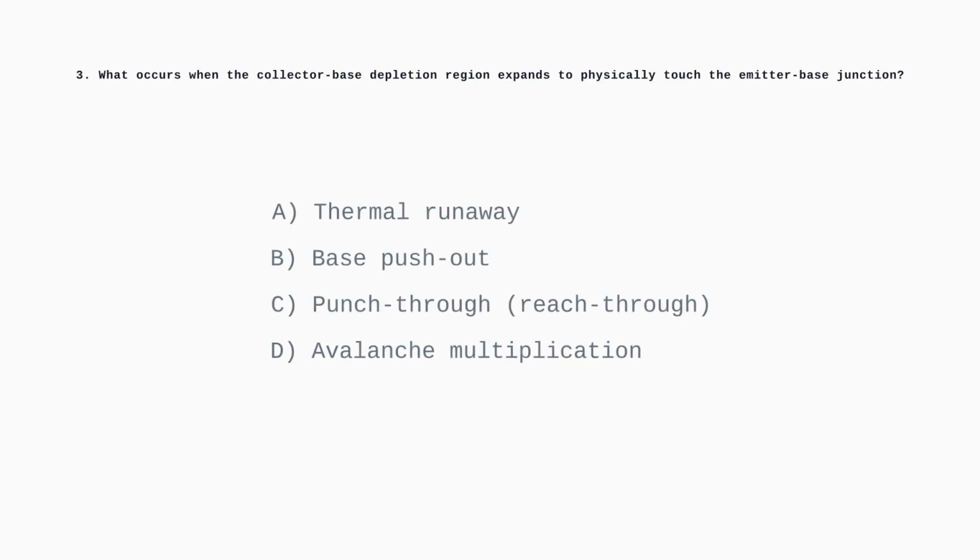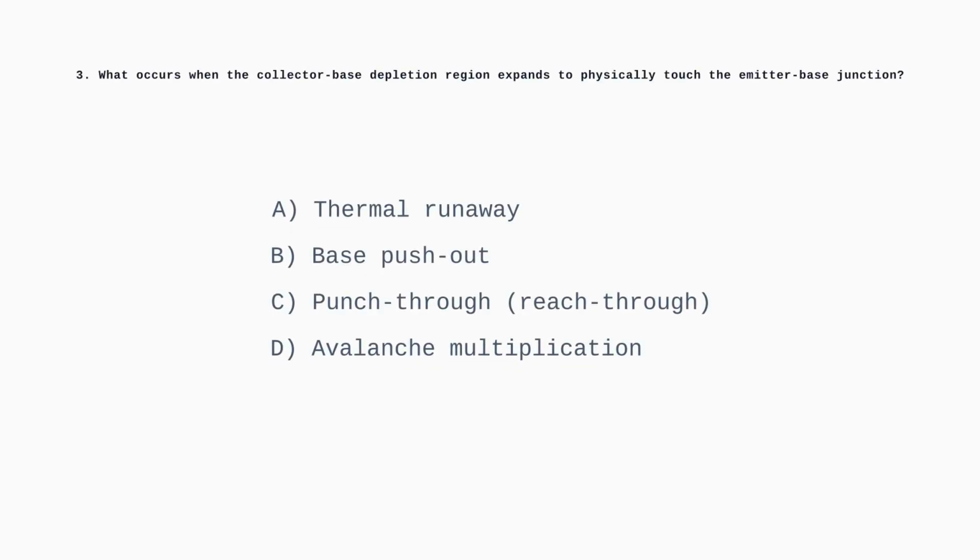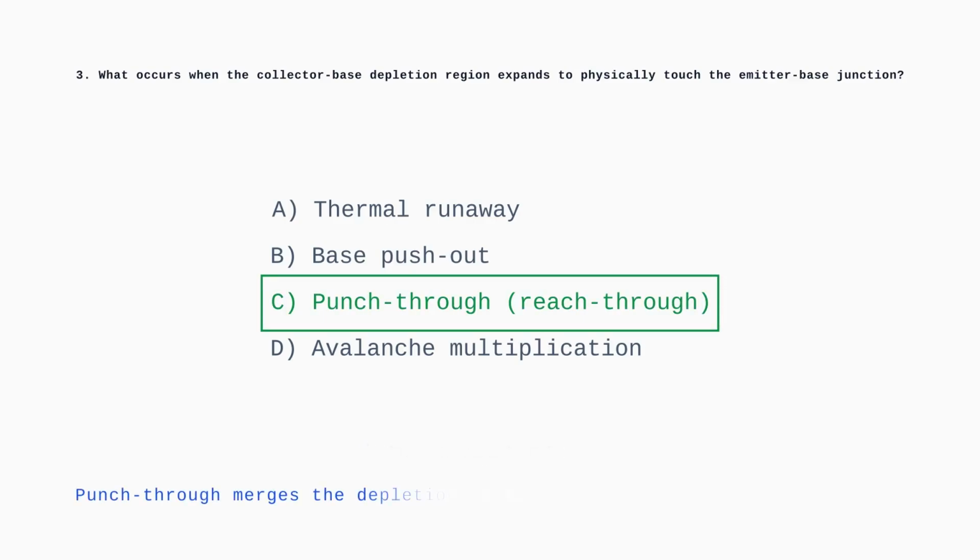Question 3. What occurs when the collector base depletion region expands to physically touch the emitter base junction? Punch through, or reach through, occurs when high reverse bias voltage causes the collector depletion region to span the entire base, shorting to the emitter.